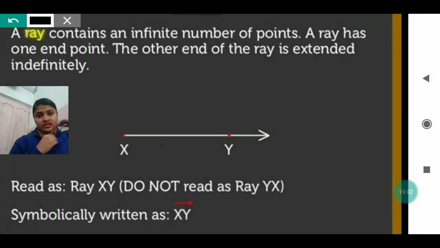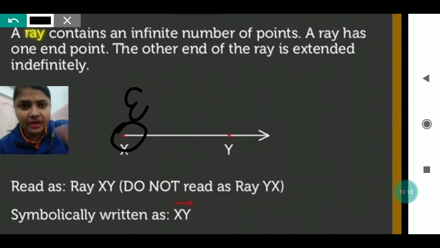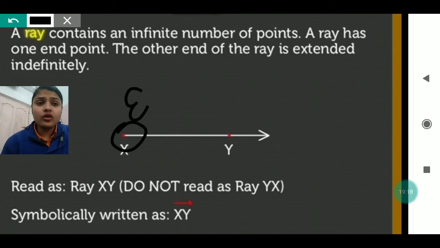Now we have the ray. A ray contains an infinite number of points. A ray has one end point. Suppose this is the end point, E, I am writing for end point. The other end of the ray extends infinitely. One point is there from where we can say it has started, we can consider this a starting point from where the ray has started, and then it goes on extending.